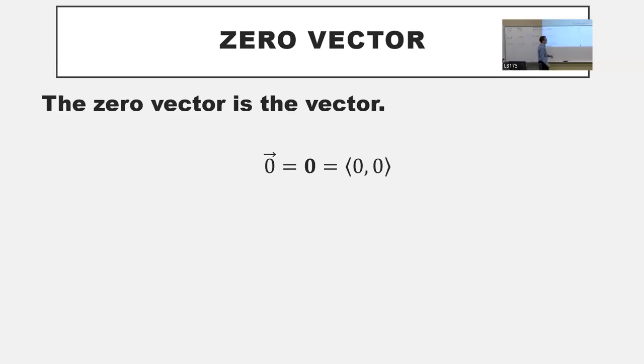Now, one important vector that we're going to look at is the zero vector. We will look at unit vectors as well, but the zero vector can be denoted by either just a 0 with a vector arrow on top, or it can be denoted as a bold-faced 0. But it's the vector which contains all zeros. So every entry is the number 0.